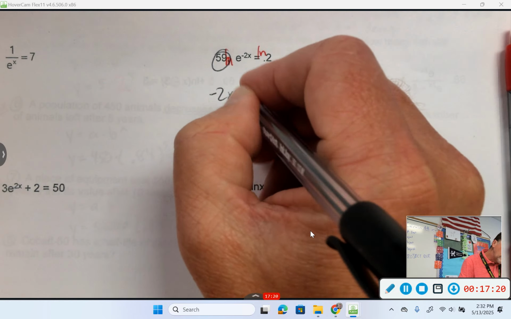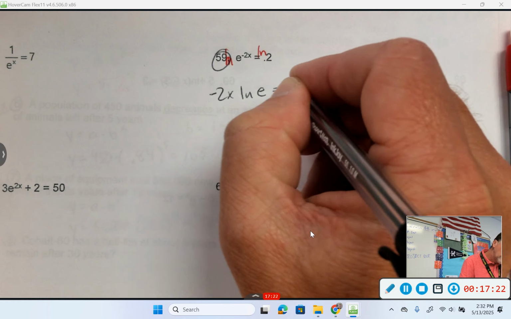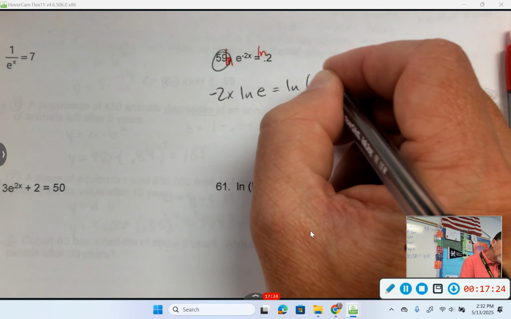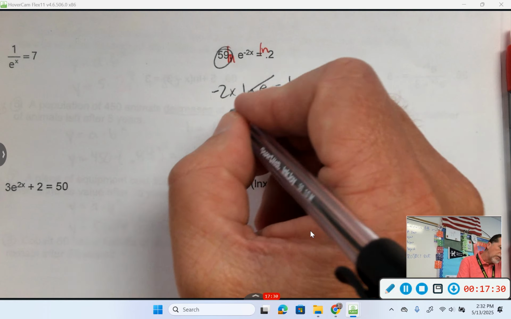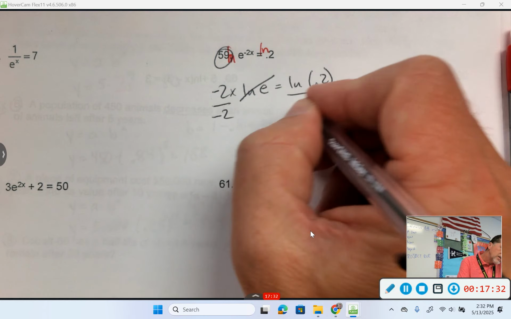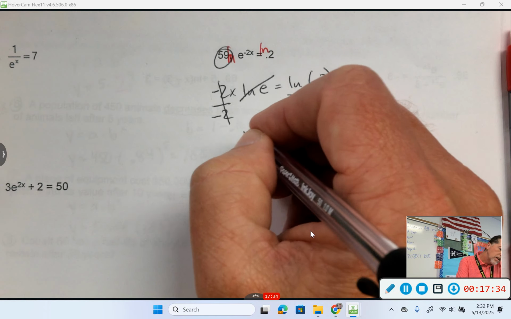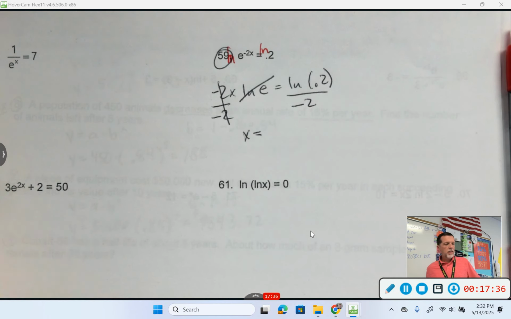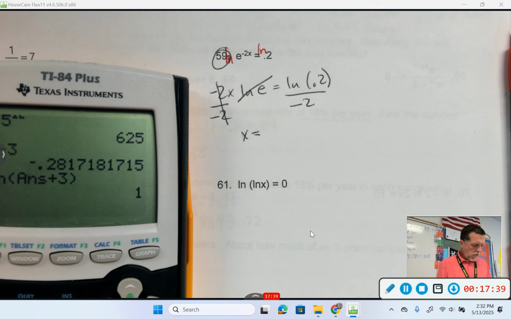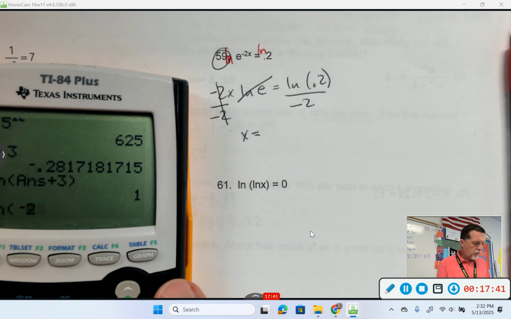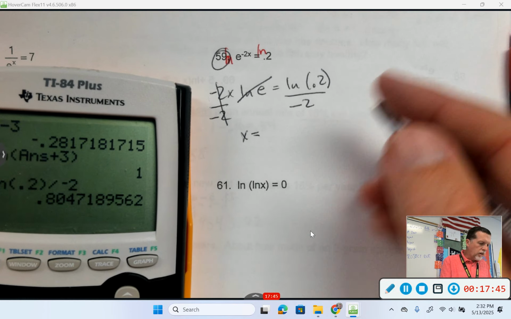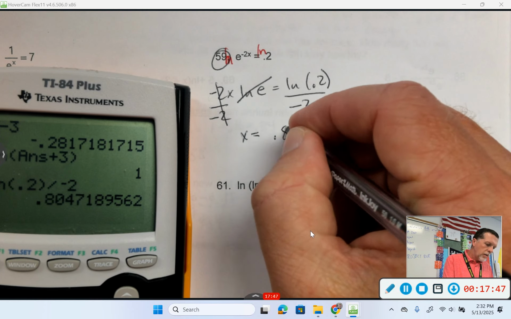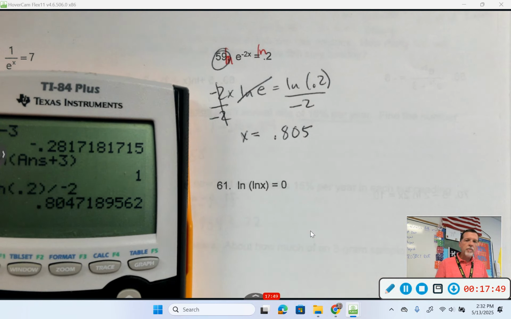So negative 2x natural log e equals natural log of 0.2. You can divide by natural log e if you want to. I happen to know that that's equal to 1. Log of 0.2 divided by negative 2, 0.805.